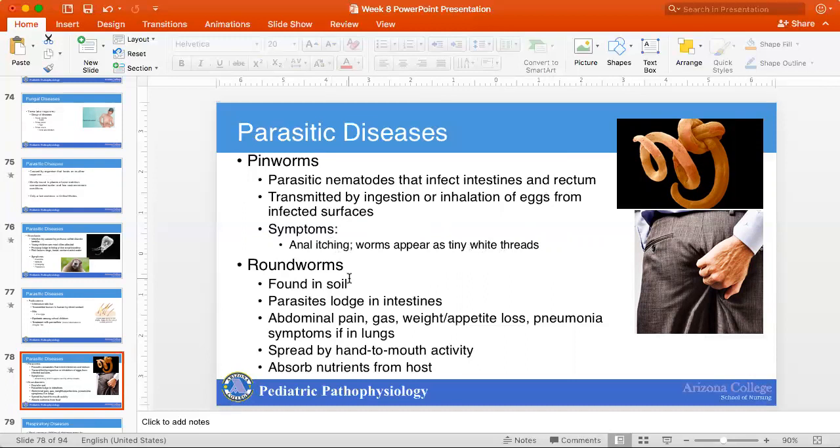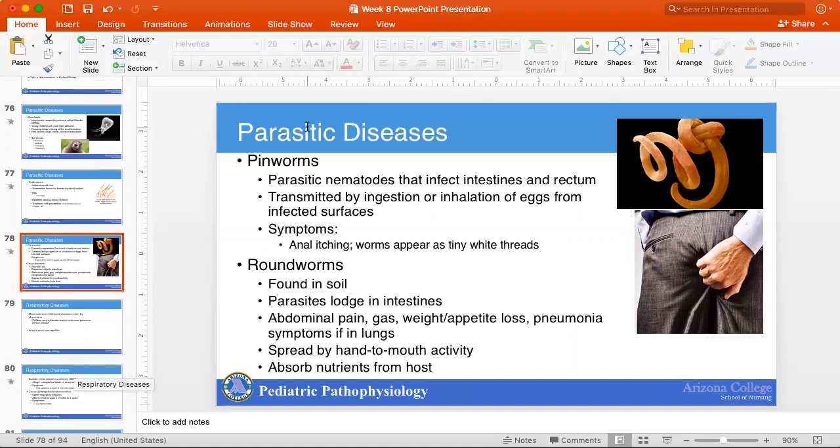Roundworms are found in soil. So if you have kids who are out eating dirt or putting sand in their mouth, parasites lodge in the intestines, and what you'll see is abdominal pain, gas, possibly pneumonia, and spread by hand-to-mouth activity. And then, like with most parasitic creatures, they will absorb nutrients from the host. So there's potential for malnutrition in the child.